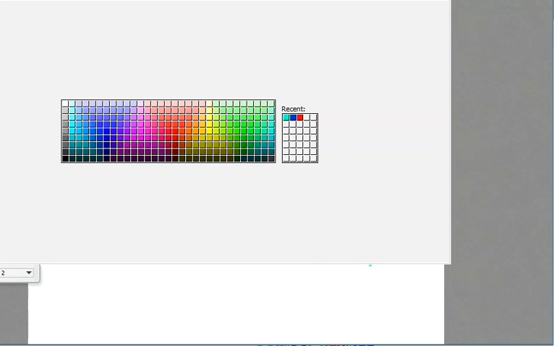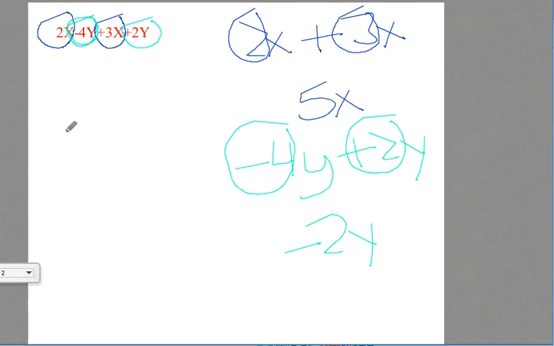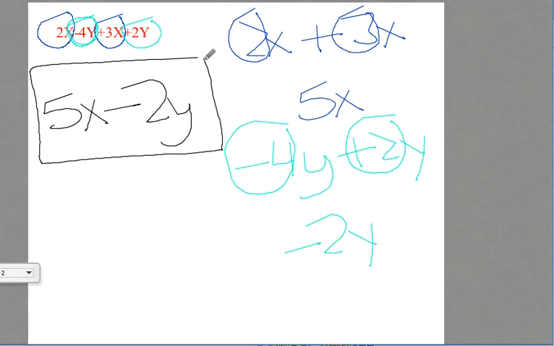So now, once we have combined our like terms, we need to write our simplified expression. So we would have 5x minus 2y. We can't combine anything further because this term has an x, this term has a y, and they are not like terms. So let's go ahead and try number 2.